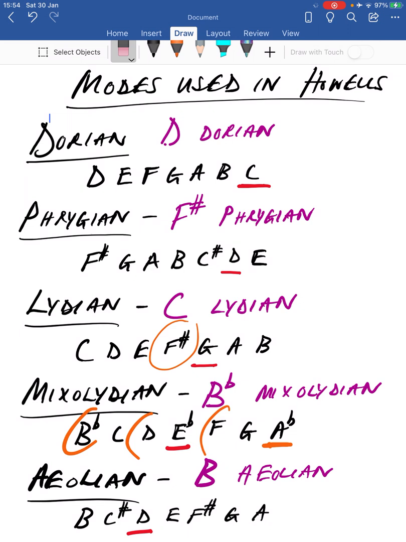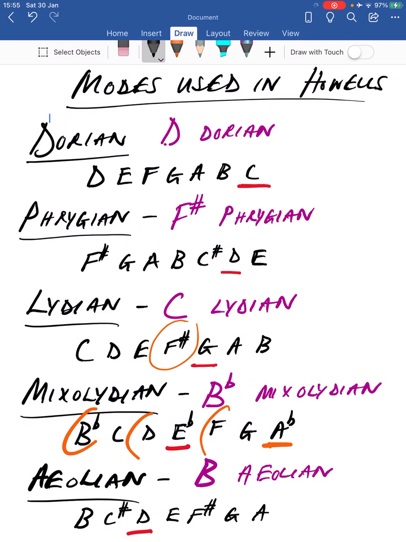The next one that Howells uses, and it's the last one that I've identified at least that Howells uses in this clarinet sonata, is the Aeolian mode. This is one that we would all be reasonably familiar with, because the Aeolian mode is more commonly known as the natural minor.